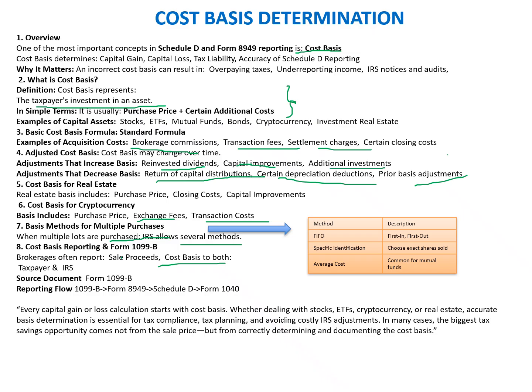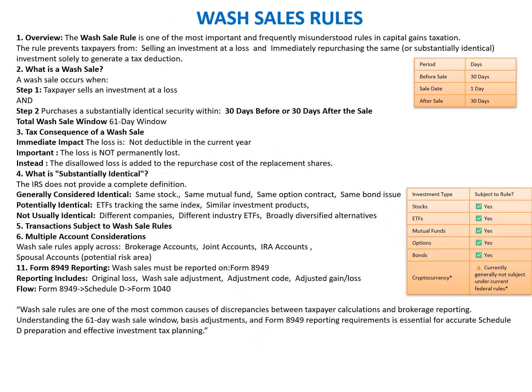Every capital gain or loss calculation starts with the cost basis, whether dealing with stocks, ETF, cryptocurrency, or real estate. Accurate basis determines essential tax compliance, tax planning, and avoiding IRS adjustments. So once the cost basis is determined, that will help us establish the price that will be reduced from the sale consideration to arrive at the final capital gain or the capital loss. We'll move to the next slide.